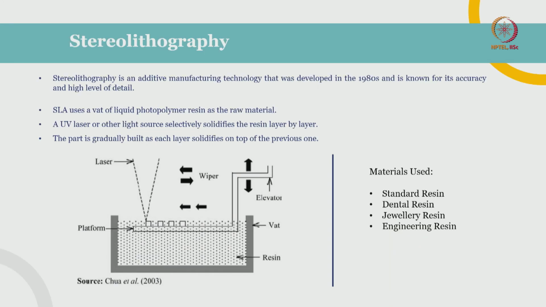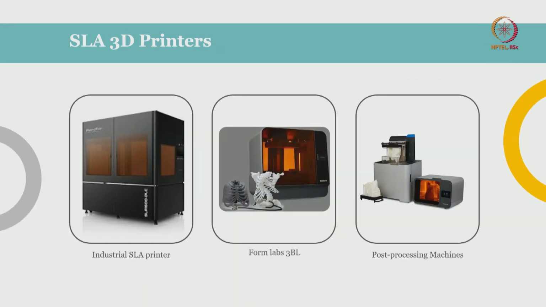back again. And the SLA printer, where we use resin as a raw material and we use a UV laser as the agent to cure it, so we can have a solid mass of object from a liquid photopolymer. And there are different kinds of SLA 3D printers: we have industry printers, we have normal desktop printers, and the most important thing is every SLA printer must have a post processing mechanism.